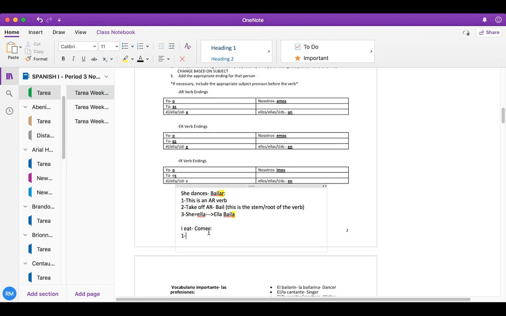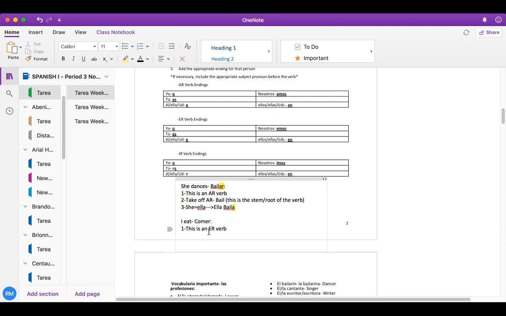Comer. The first thing I do is this is an ER verb. Okay? It's an ER verb because it ends with ER. Comer. ER. All right? Next thing I do, take off ER. Make com. This is the stem or root of the verb.